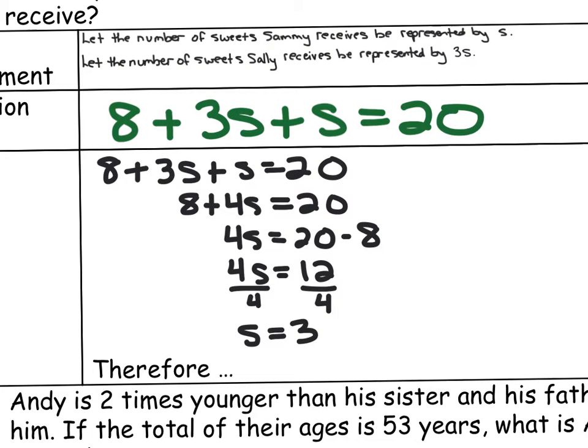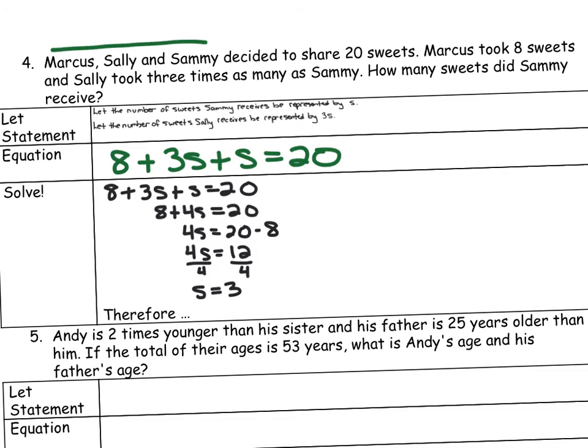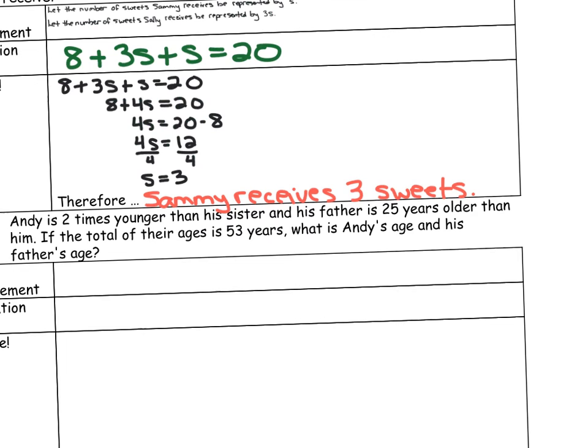So we go back to our let statement and we know that S represents the number of sweets that Sammy received. And we're going back to our question to find out what it has asked us to answer for our therefore statement. So the question's asking how many sweets did Sammy receive? And that's what we just figured out. So that will be our therefore statement. So therefore, Sammy receives 3 sweets.